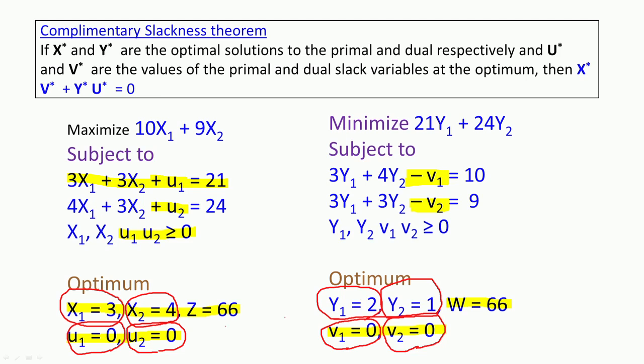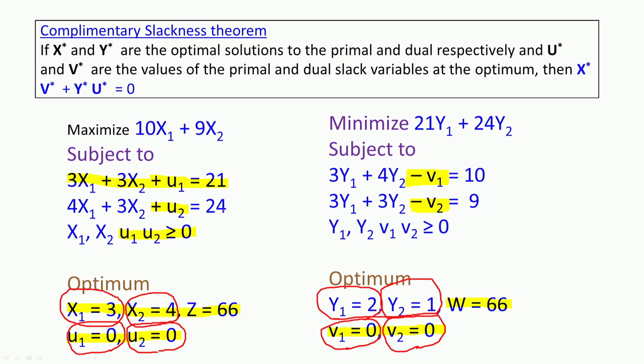So another way of saying is, if the constraint is satisfied, the original inequality is satisfied as an equation, then the corresponding slack will be 0, and therefore the corresponding dual variable will be in the solution. Similarly, 4x1 plus 3x2 itself becomes 24.